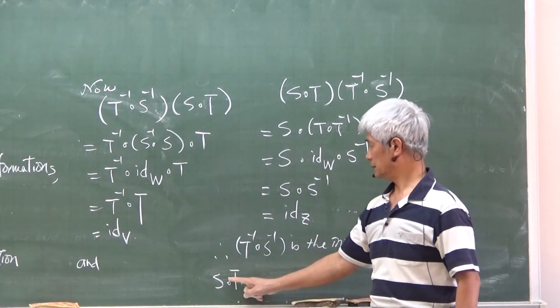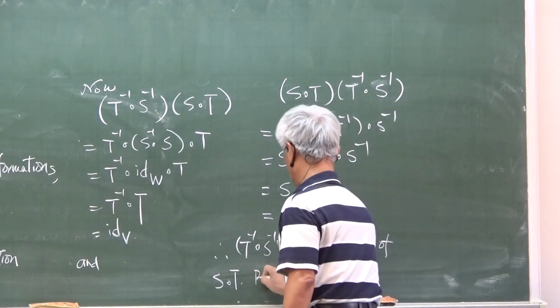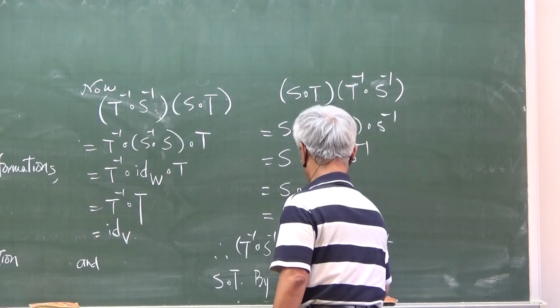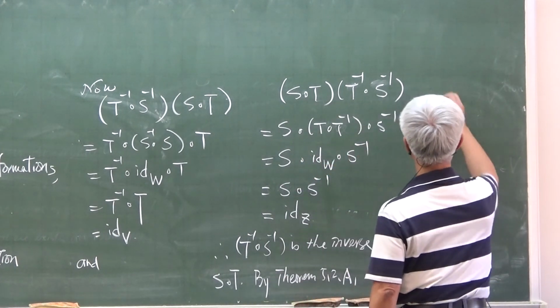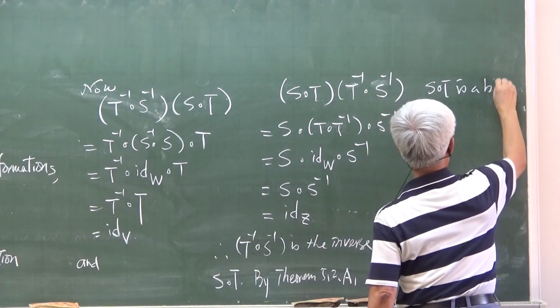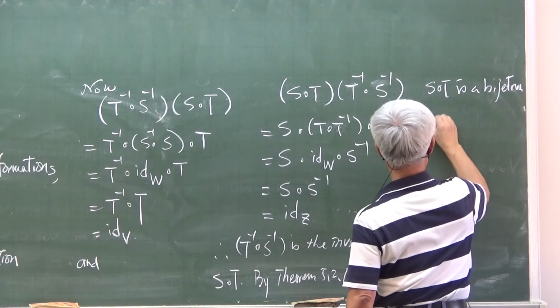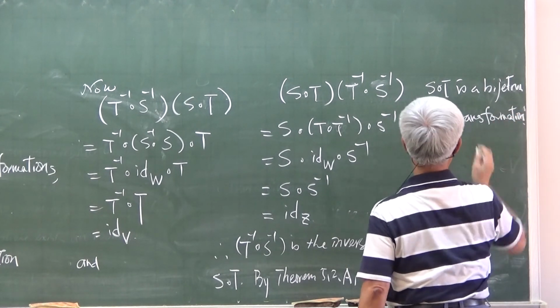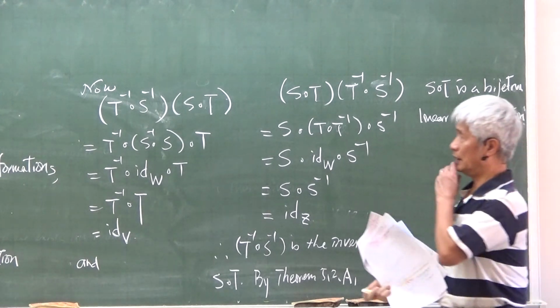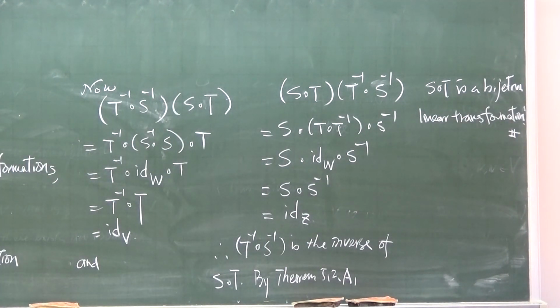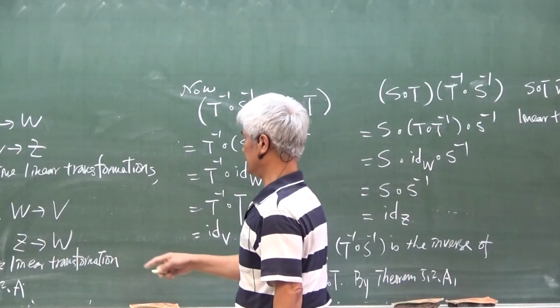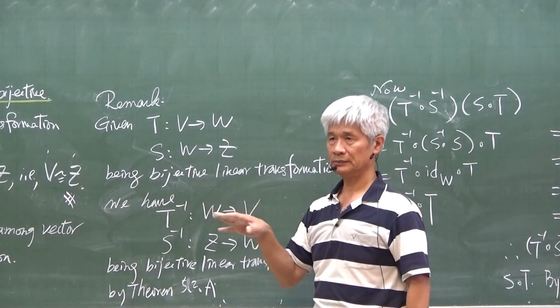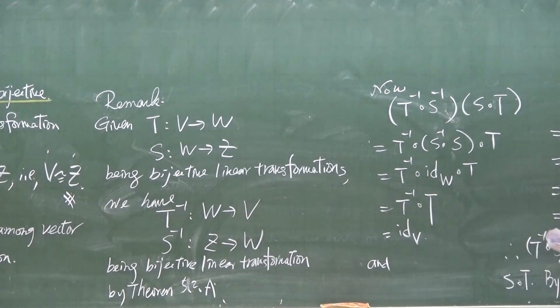So now S composite with T is invertible. So by theorem 5.2.8 again, it's a bijective linear transformation. Okay. So if you are reluctant to use this fact, maybe you forget it, then you just apply theorem 5.2.8 again and again. Okay, so you can get the same result.